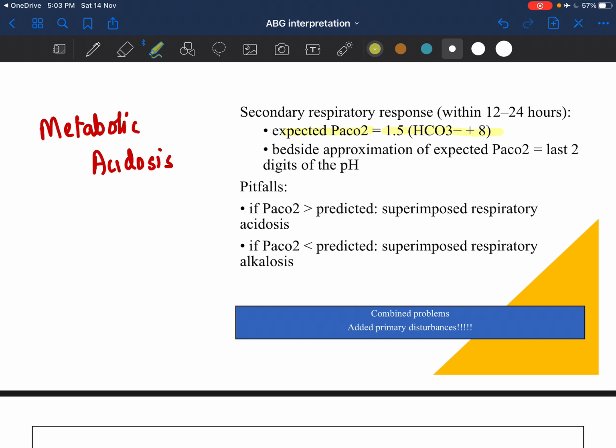Or to be very simple, we already saw that your pH last 2 digits, if the acidosis is 15, your PaCO2 that you expect is around 15. Okay. On the other hand, if the PaCO2 you expected to be 15, but it is 20, it means there is an extra 5 carbon dioxide that is there. So, this is acid and this is adding on to the already existing metabolic acidosis.